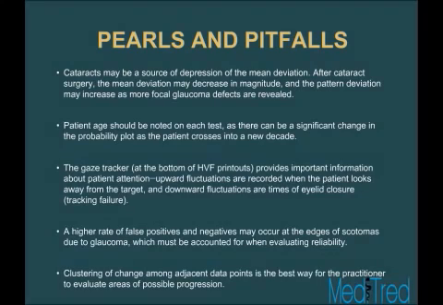Cataracts may be a source of depression of the mean deviation. After cataract surgery, you might notice some changes that should be taken into account when comparing to tests prior to cataract surgery. Patient age should be noted with each test, and again, we're repeating this over and over again because I think it's really important to note that there's a significant change in the probability plot as the patient crosses into a new decade. The gaze tracker provides important information about patient attention. Upward fluctuations are recorded when the patient looks away from the target, and downward fluctuations are times of eyelid closure, which is tracking failure. A high rate of false positives and negatives may occur at the edges of scotomas due to glaucoma, which must be accounted for when evaluating reliability.